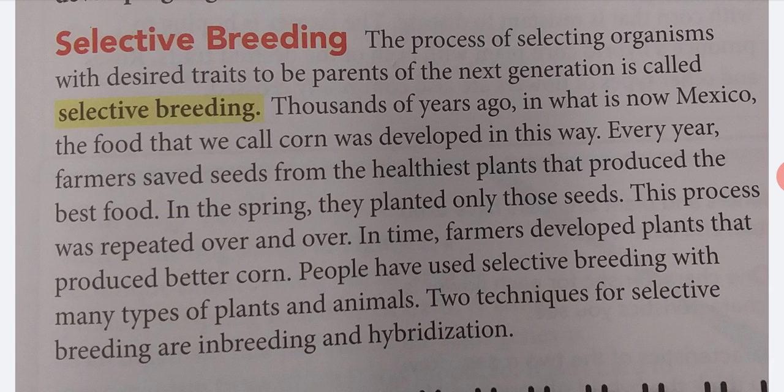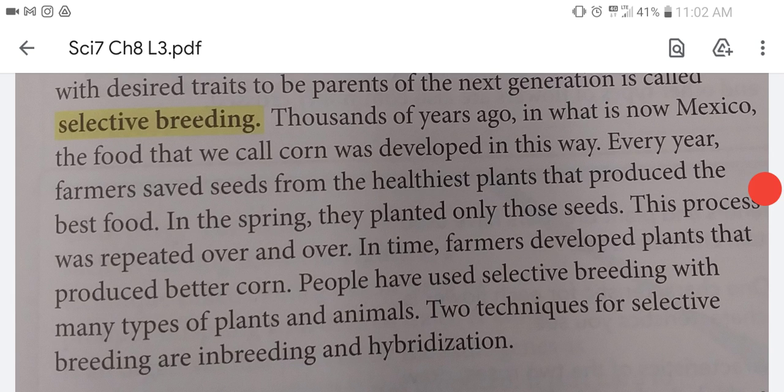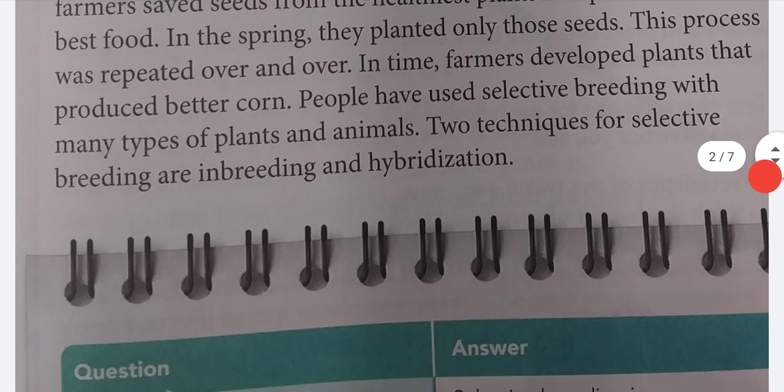People have used selective breeding with many types of plants and animals. Two techniques for selective breeding are inbreeding and hybridization.